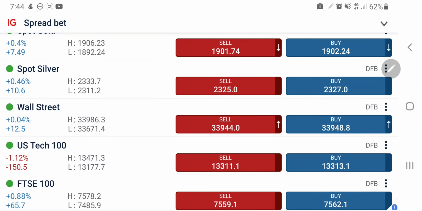Today we are going to look at Dow Jones, Nasdaq, FTSE 100 and Germany 40, how these four instruments are going to behave throughout this day before the US cash session starts.